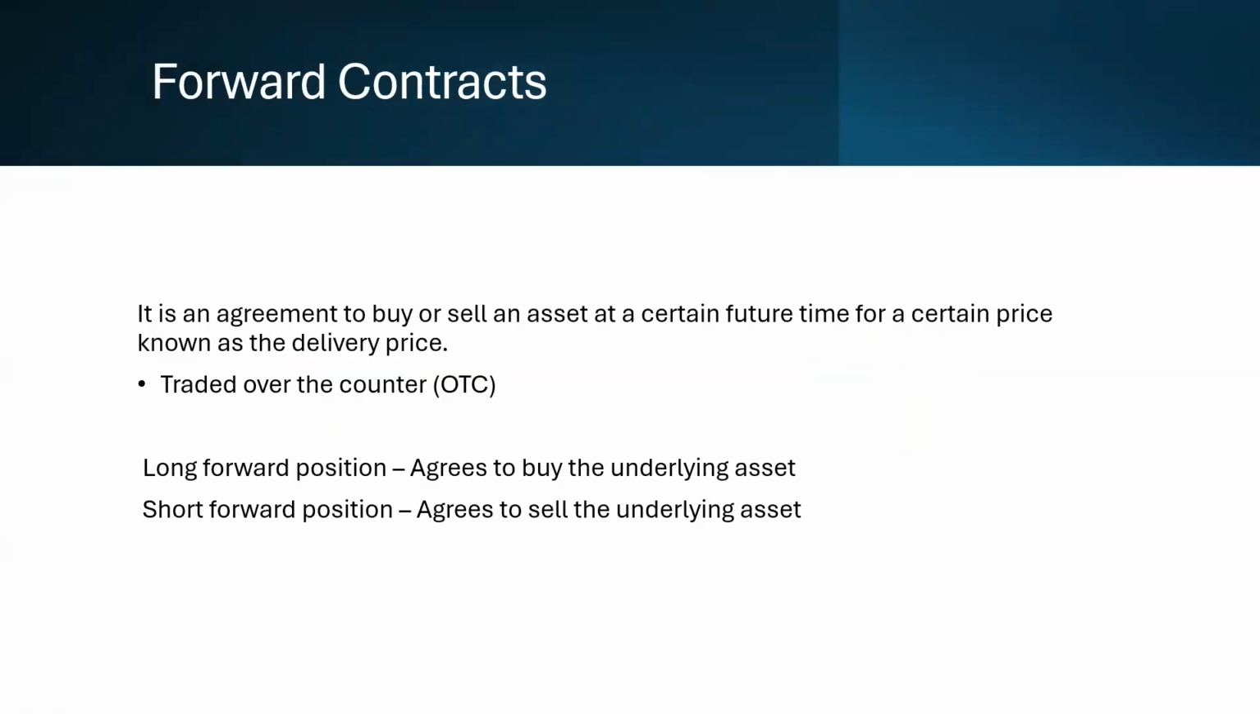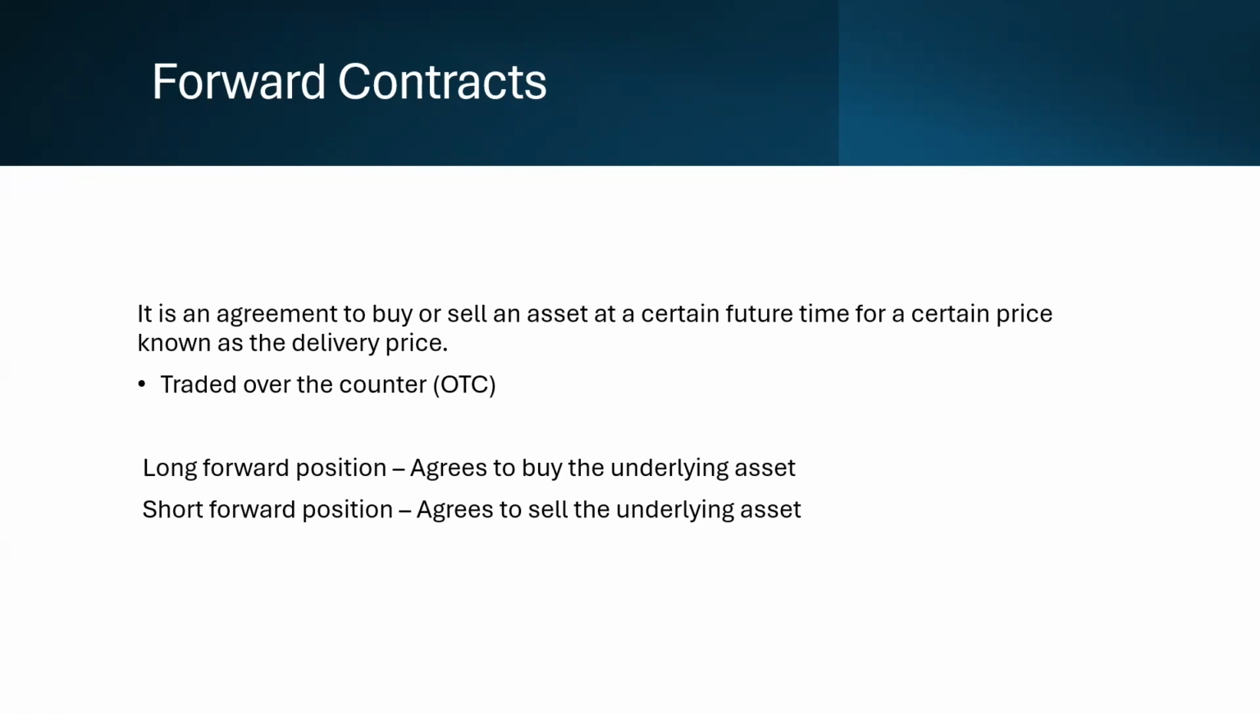Right. So first, we'll talk about forward contracts. A forward contract is an agreement to buy or sell an asset at a certain future time for a certain price known as the delivery price. This is one of the most famous derivative instruments because this is happening over the counter. Like I mentioned before, if you are going to the bank, you can ask over the counter and say that you want to go into a forward agreement or a forward contract, but it's not that simple. There are different guidelines that you have to adhere to, and there are different eligibility criteria as well.